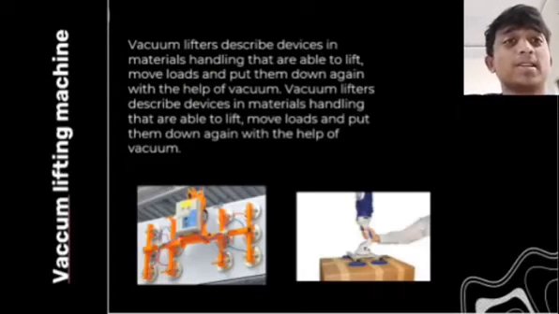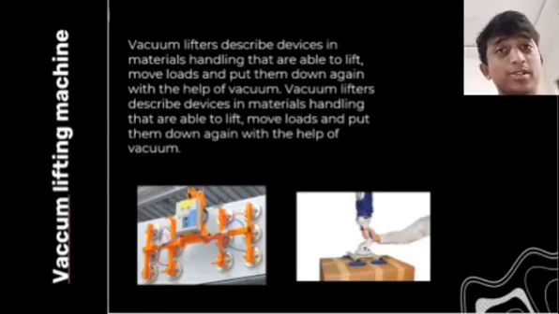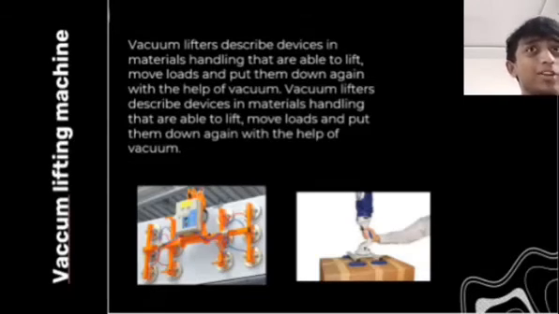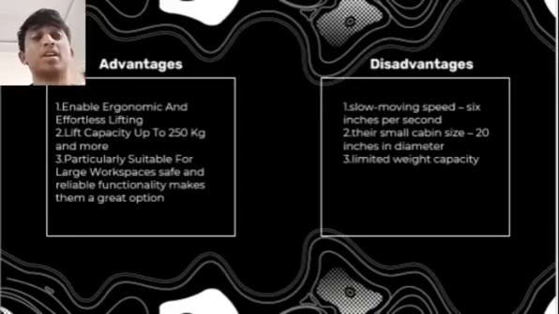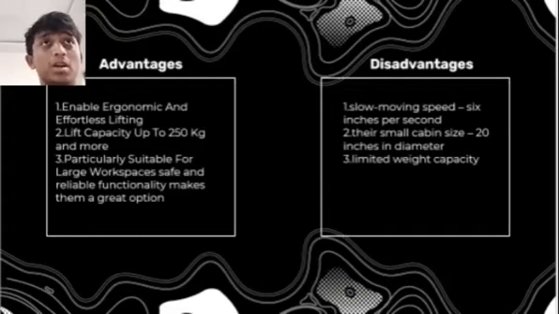Vacuum lifting machines. These are lifting tools which use vacuum to lift heavy items. They produce vacuum at the ends which acts as suction. This is basically the working principle of a vacuum lifting machine. What are the advantages and disadvantages of a vacuum lifting machine? It's ergonomic and effortless. It can be done with the switch of a button, without much effort. It has a high lifting capacity of 250 plus kgs, particularly suitable for workplaces which require a lot of picking and a lot of lifting. What are the disadvantages?